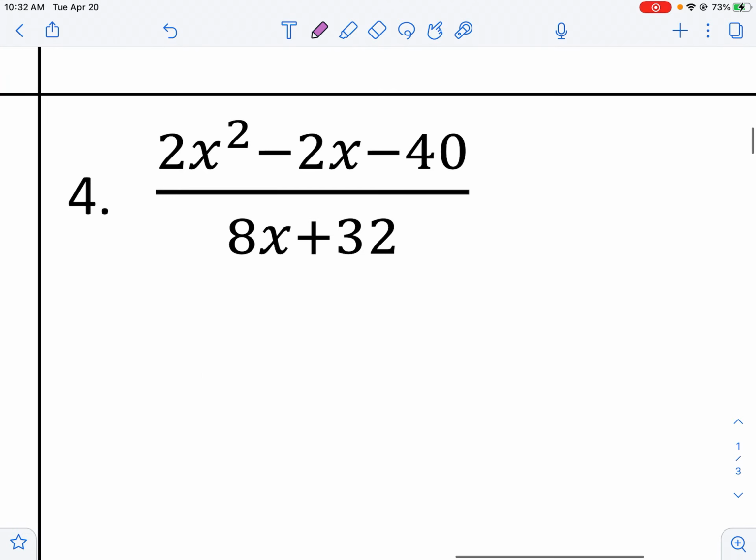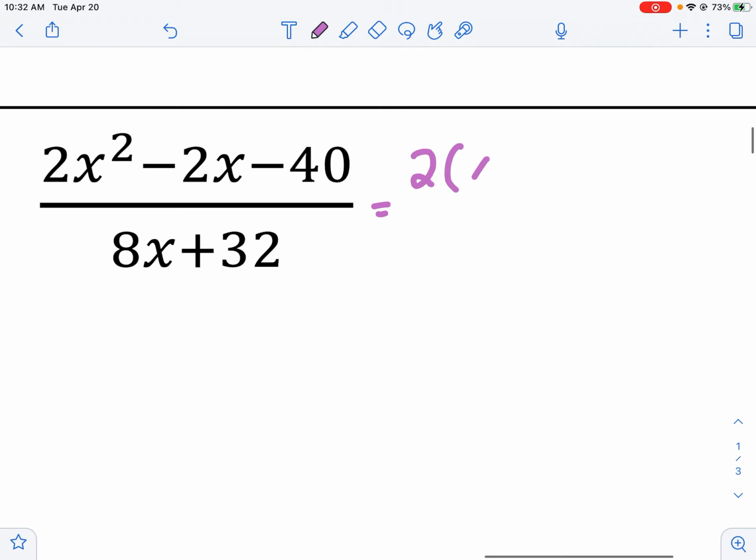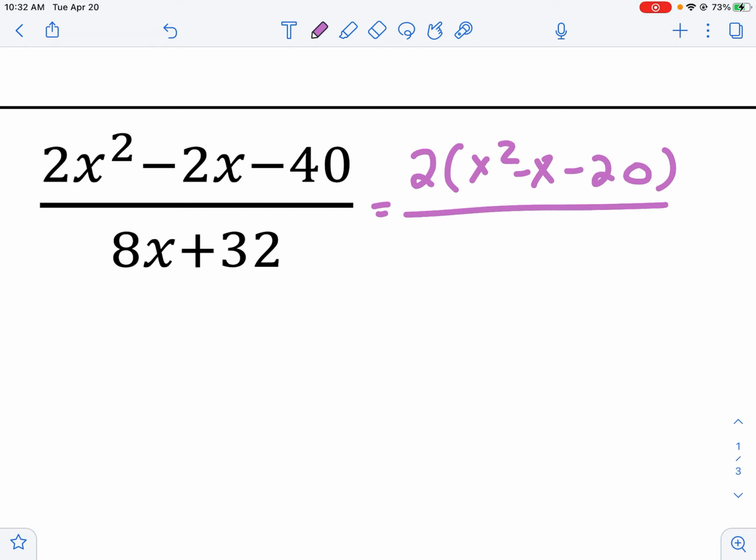Number 4, need to do more factoring. GCF out of the top is 2. And then we have just x squared minus x minus 20. GCF in the bottom is 8, so that leaves us with x plus 4.